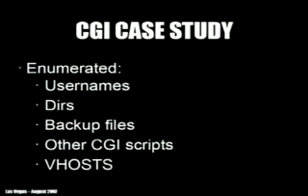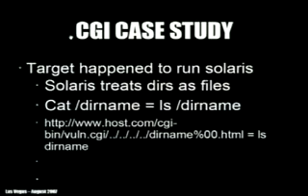Using this directory traversal bug, it turns out that we can enumerate things like usernames, directories on the server, backup files, sort of like what HD was talking about earlier, and all kinds of information that helps us get closer to getting a shell on the system. It turns out that this particular target happened to be running Solaris. The nice thing about Solaris is that it treats directories as files under certain conditions. For example, if you cat a directory name, it'll come back as if you had done an ls in that directory. So using this directory traversal, you can map out the directory structure of every directory that the web server user account has access to.